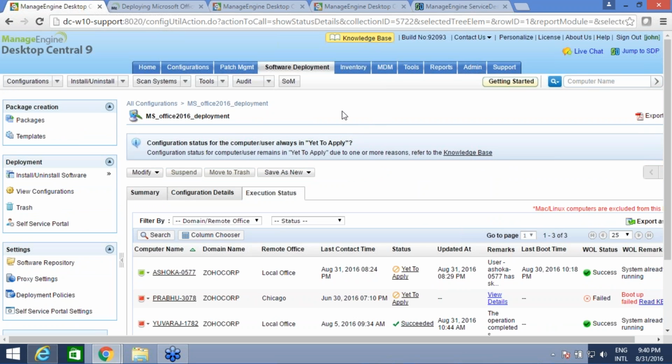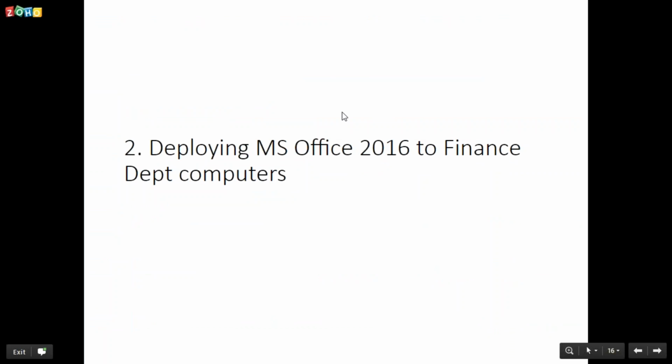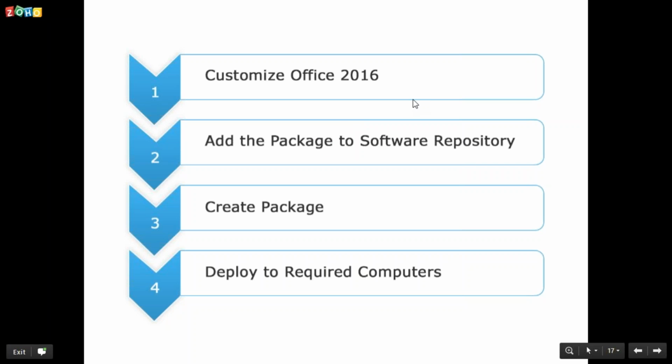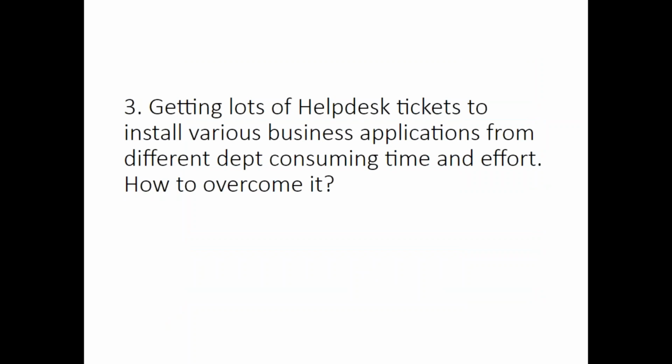Let's have a quick recap on what we have done. So I have downloaded the Office 2016 package, and I have customized it using the Office Customization Tool, and I have added the package to the software repository, and I have created the package in my product Desktop Central, and then I have created a task to deploy to the finance department computers. Now let's jump on to the next scenario.